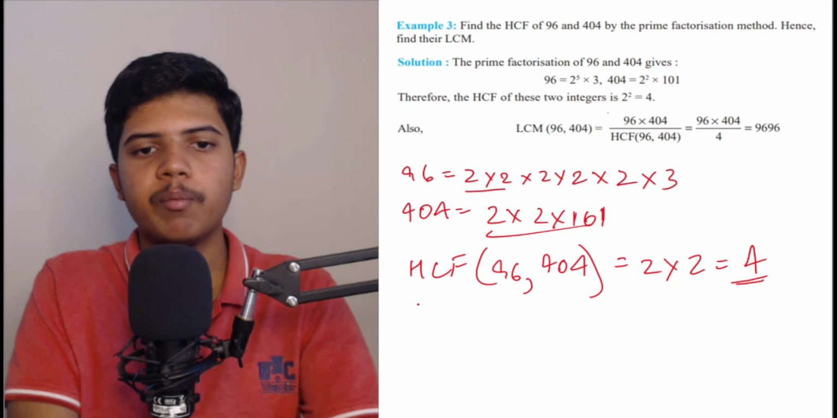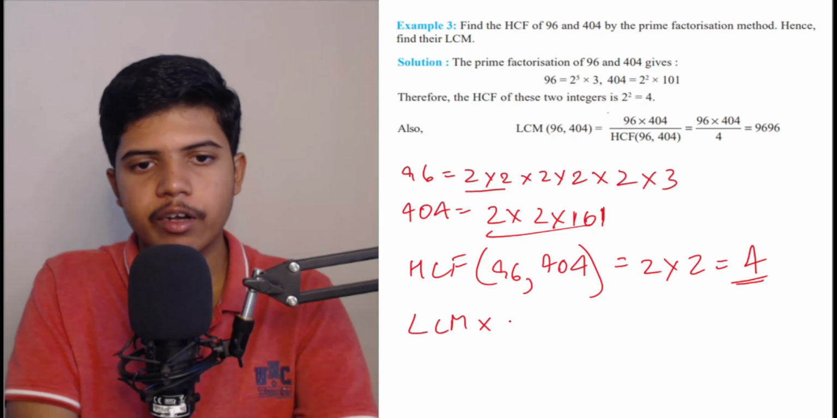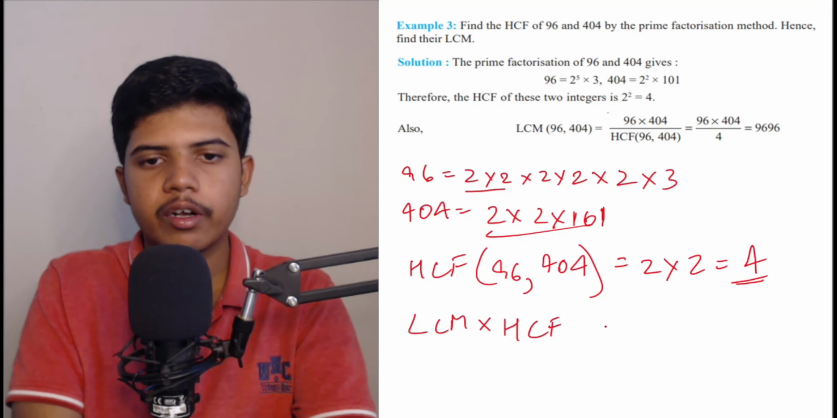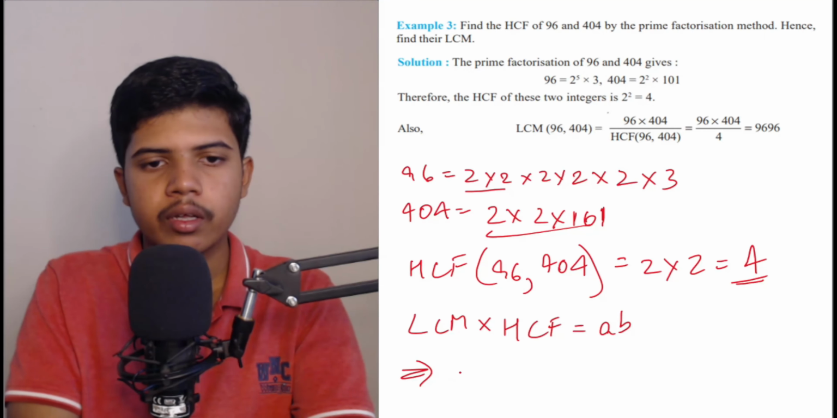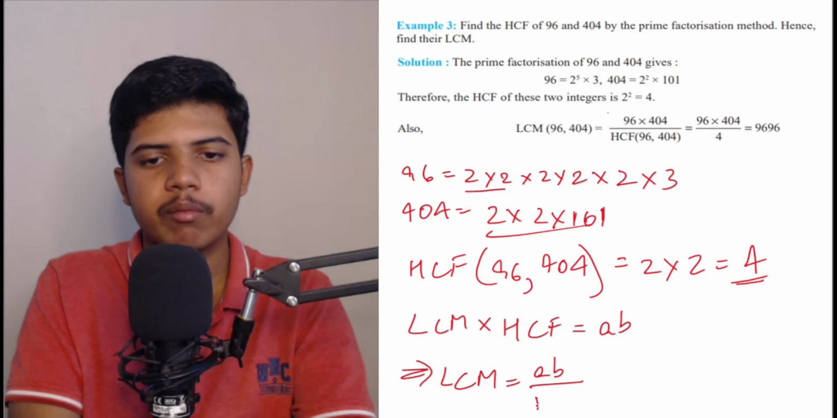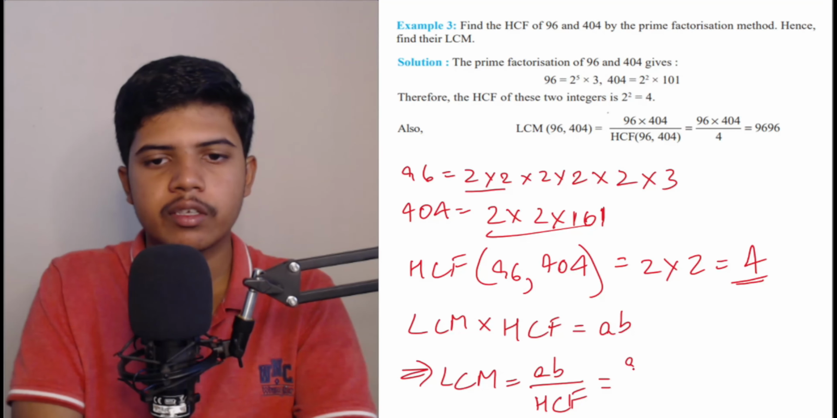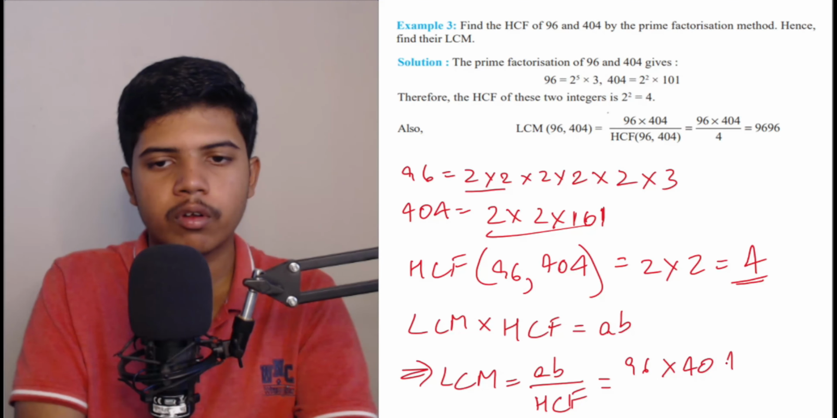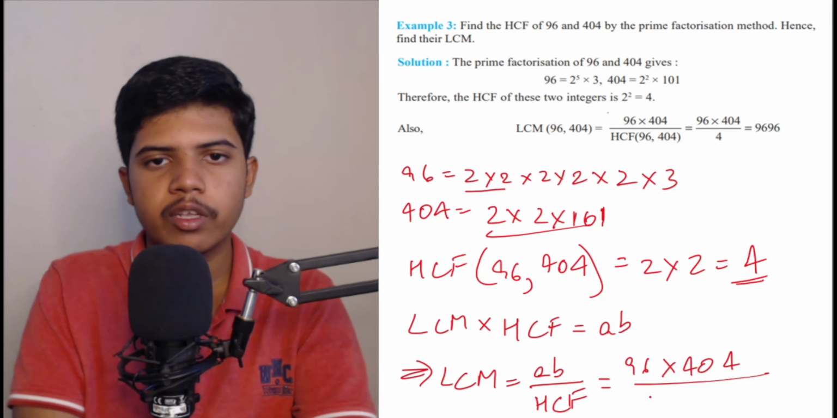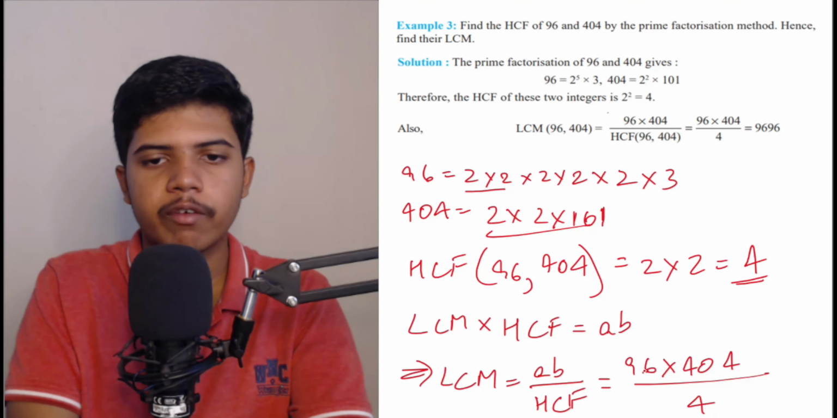Now to find the LCM, we know that LCM of A and B into HCF of A and B is the product. This implies that when you divide both LHS and RHS by HCF, you get LCM is equal to AB divided by HCF. Agreed? So what is A? 96. And what is B? 404. And what is the HCF? HCF is 4. So 96 into 404 divided by 4.